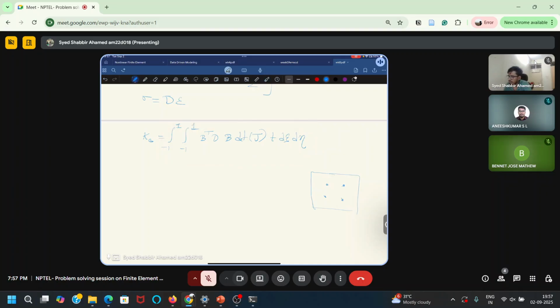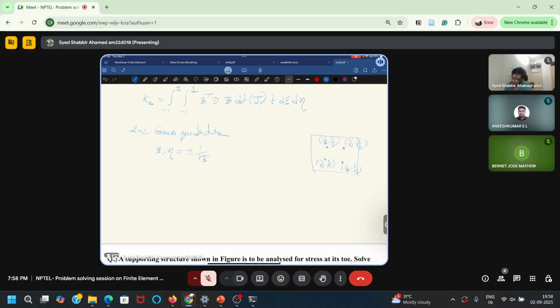So that's how, instead of doing the integration directly, we use some kind of numerical technique. So 2 by 2 Gauss quadrature. The Gauss points we use will be plus or minus 1 by root 3. This is minus 1 by root 3, comma minus 1 by root 3. This is plus 1 by root 3, comma minus 1 by root 3. And this is 1 by root 3, comma 1 by root 3. And this is minus 1 by root 3, comma 1 by root 3. These are my 4 Gauss points. Like this I will use.